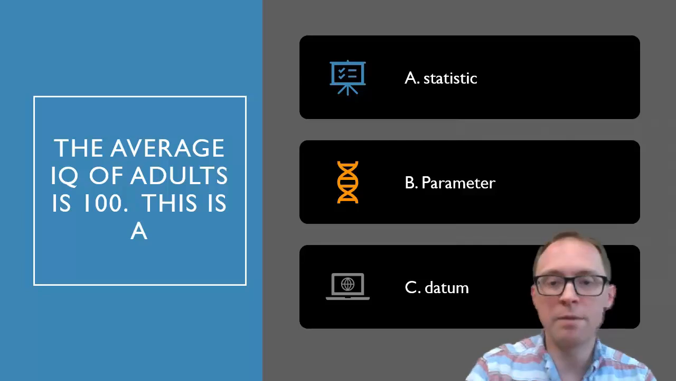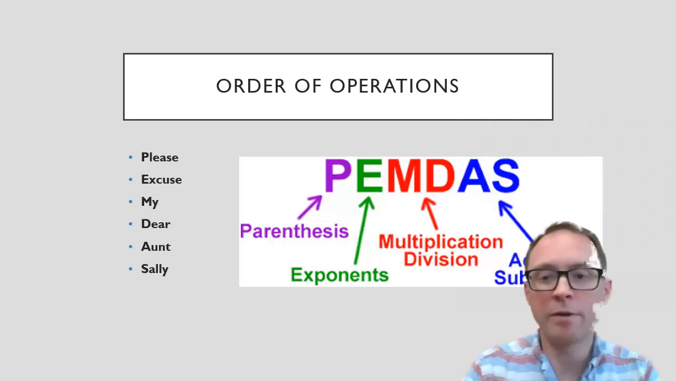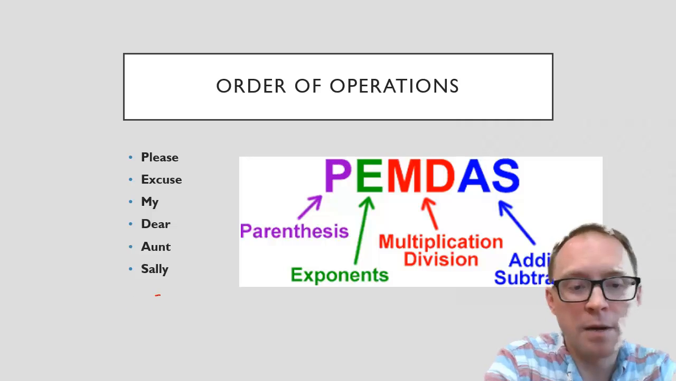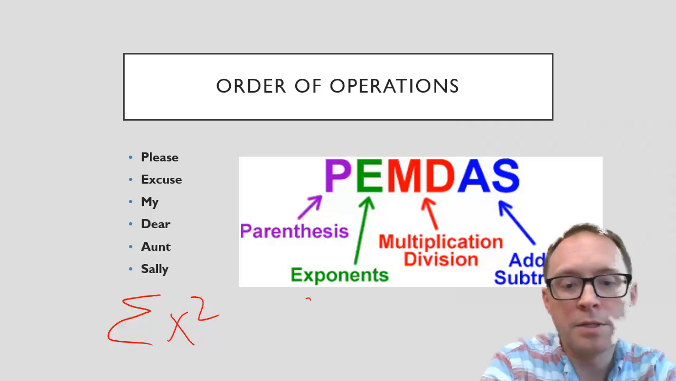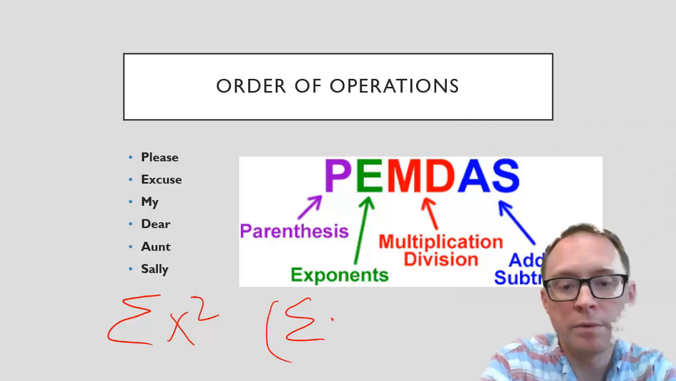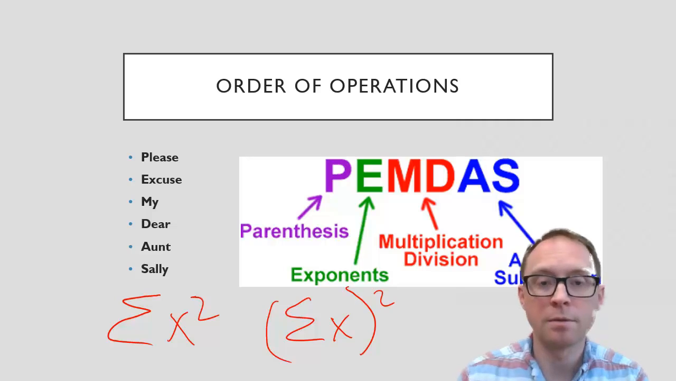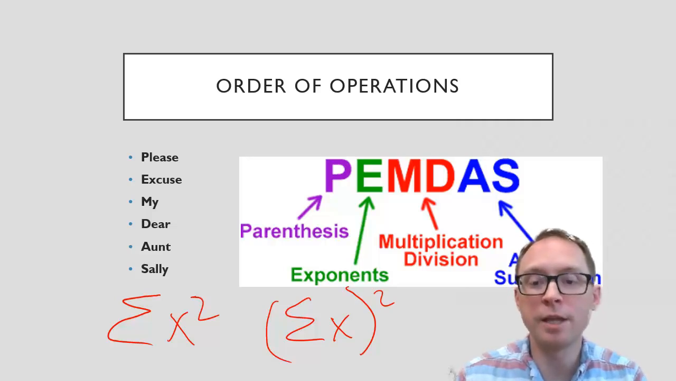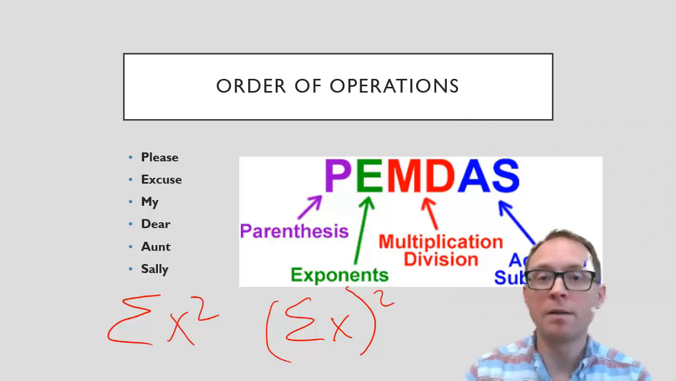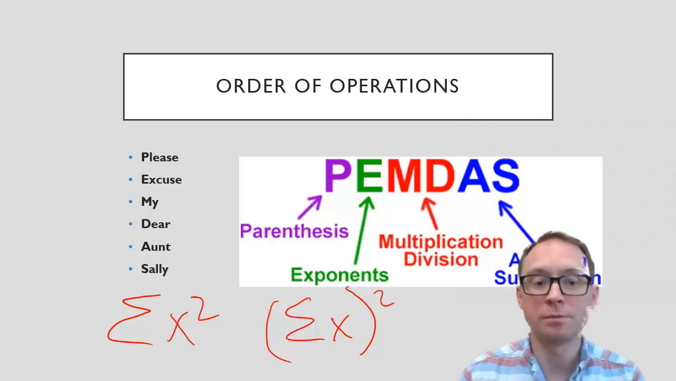So here's what I mean by that. If I've got the sum of x squared and the sum of x in parentheses squared, those are two very different things. Remember, parentheses comes first, then exponents, then multiplication, division, then addition, subtraction. And this big sigma, that's a sum. That means it's addition. Okay?